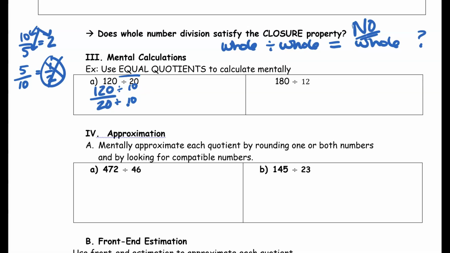When you divide each number by the same number, you end up getting the same proportion, so you can get the same answer. So 120 divided by 10 is just 12, and 20 divided by 10 is just 2. You can just lop off those zeros like that. That's an easy trick to do also. And 12 divided by 2 is 6.